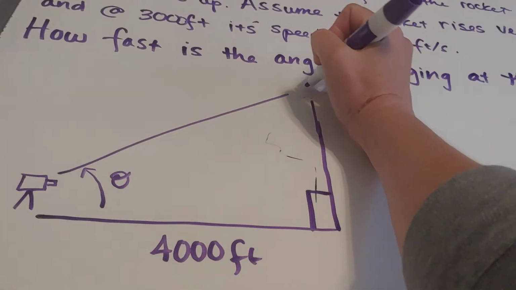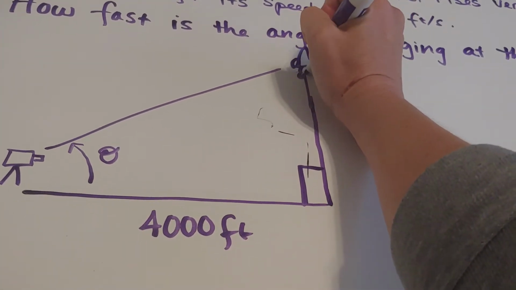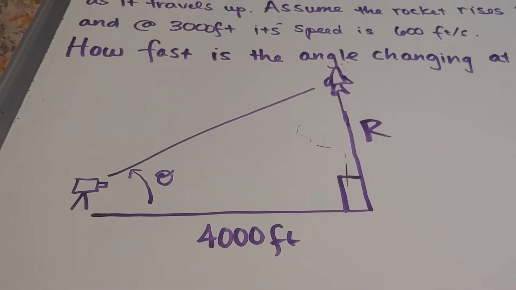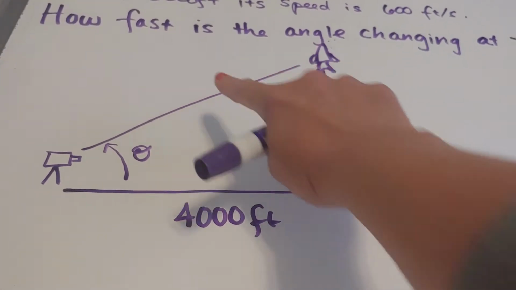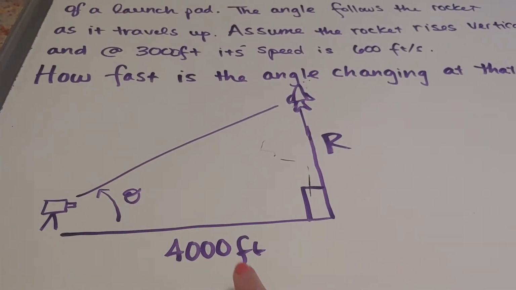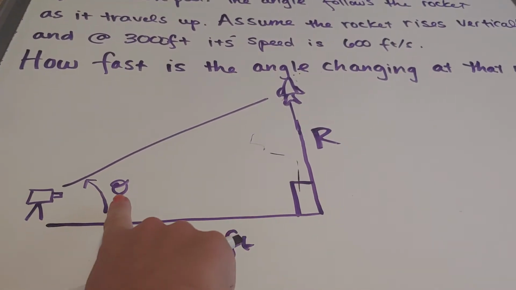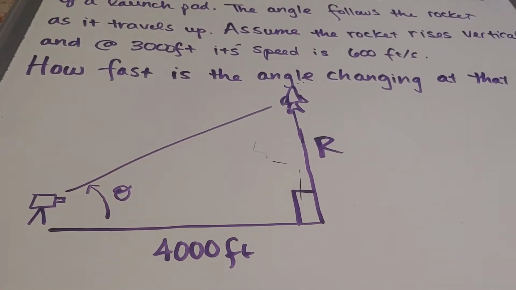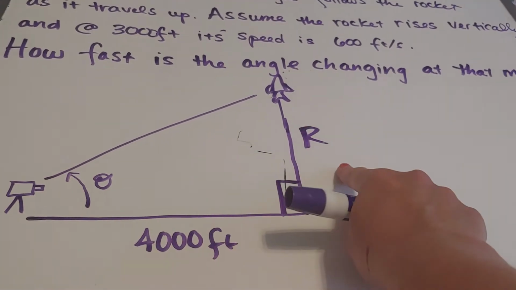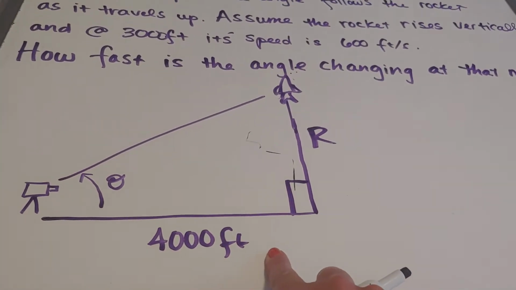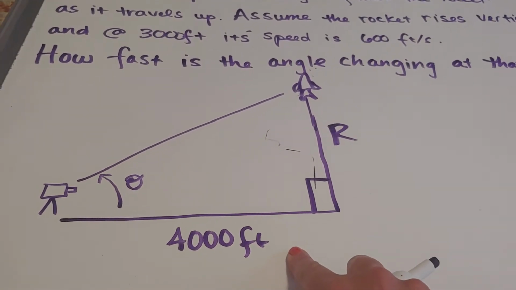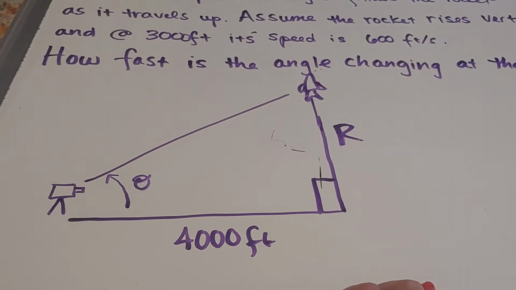I'll tell you what, I'm going to go like this for my rocket, and I'm going to call this side r. We could call this side x or y or d or whatever, but I want you to notice that these are the two things we've been given information about, this side and this side. And I want to measure how fast the angle is changing. So you want to think about SOH CAH TOA. If I look at this angle, I have opposite and adjacent. The trig function that has opposite and adjacent is tangent. So for these problems, typically you're going to use tangent.